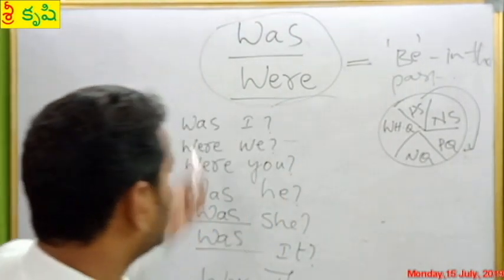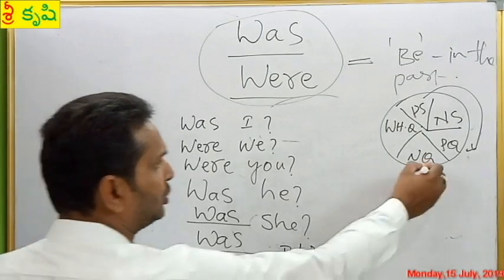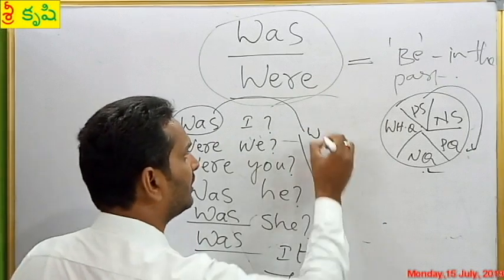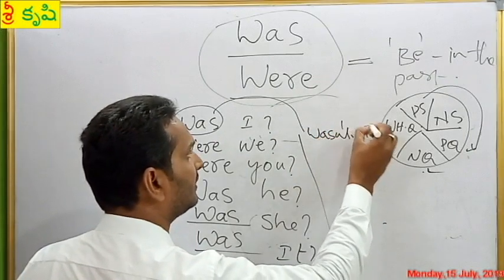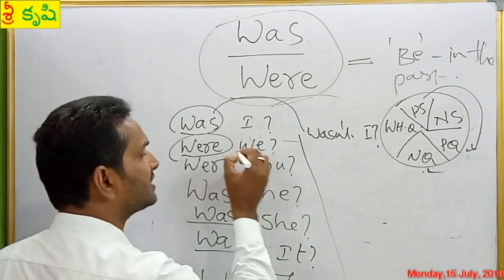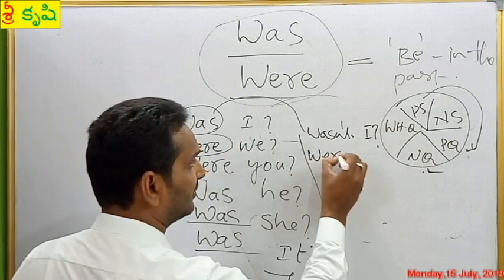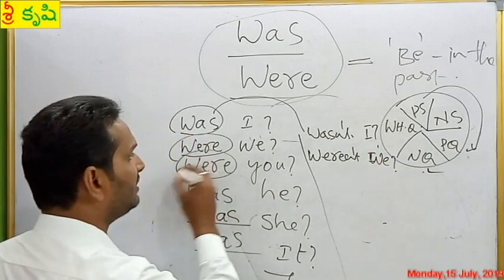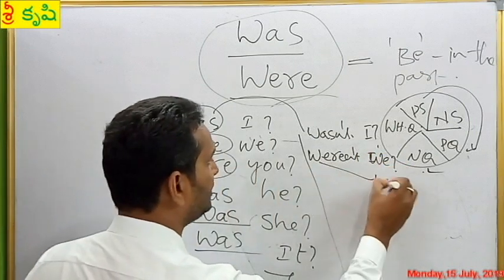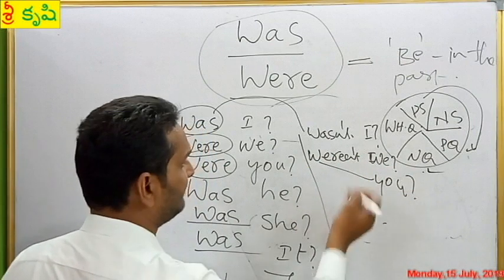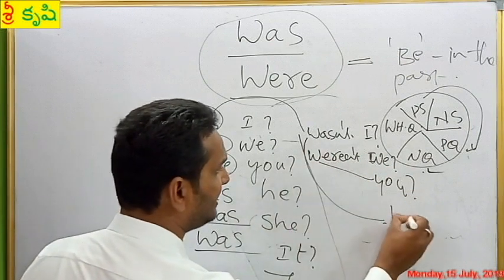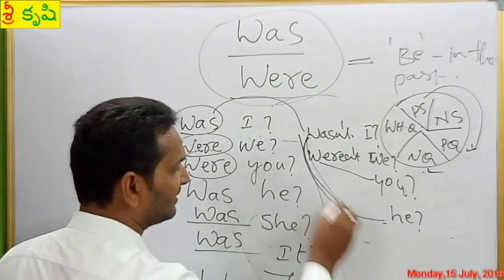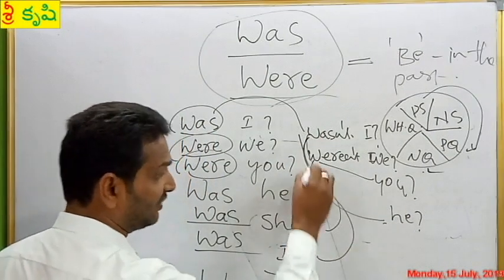So to make positive questions, we have done like this. To make negative questions, it's very simple. We make was into wasn't. For example, wasn't I? Were becomes weren't. Weren't we? And weren't you? And if it is he, wasn't he? If it is she, wasn't she? If it is it, wasn't it? If it is they, weren't they?